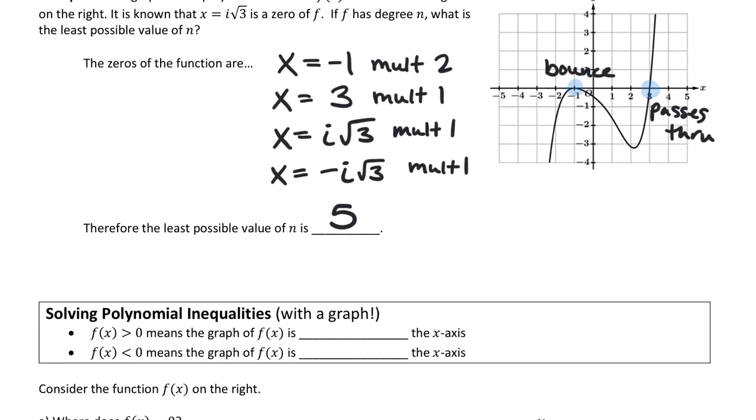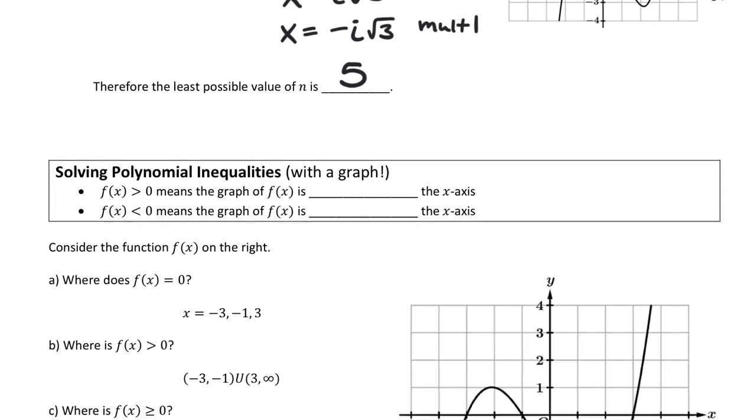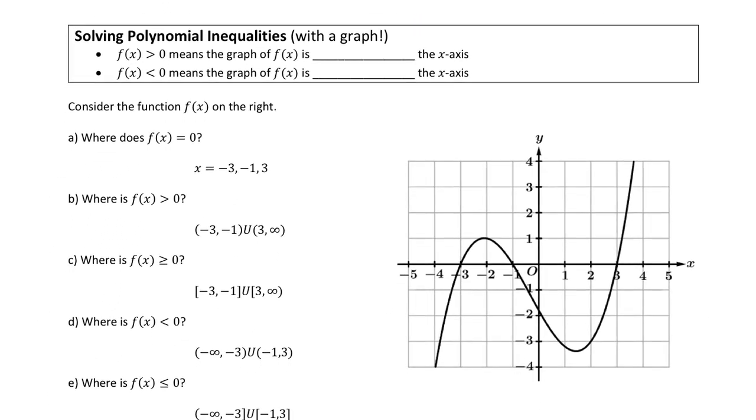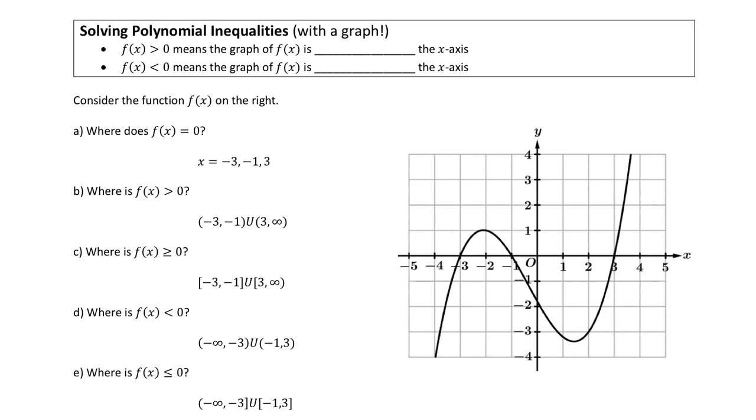All right, we'll leave zeros for a second. We're going to talk about solving polynomial inequalities. First off, with a graph. This one's fun. It's coloring. Yay. If f of x is greater than 0, that means that the outputs are above the x-axis. If f of x is less than 0, that means that the graph of f of x is below the x-axis. So greater above, less below.